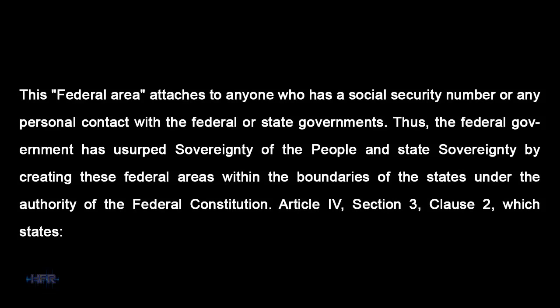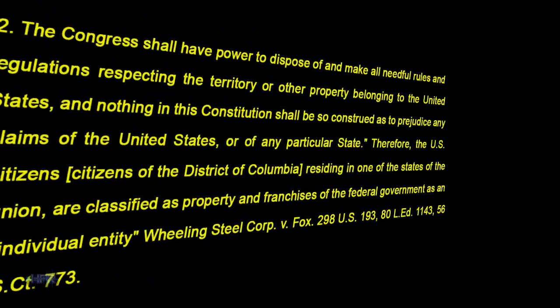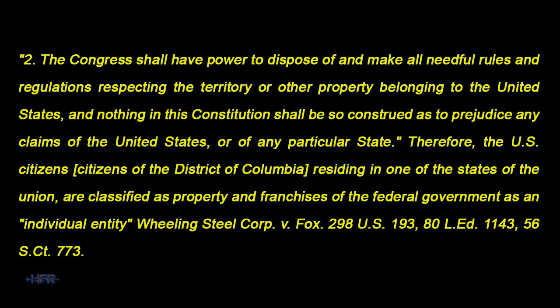Thus, the federal government has usurped sovereignty of the people and state sovereignty by creating these federal areas within the boundaries of the states under the authority of the federal Constitution, Article 4, Section 3, Clause 2, which states, Section 2. The Congress shall have power to dispose of and make all needful rules and regulations respecting the territory or the property belonging to the United States, and nothing in this Constitution shall be so construed as to prejudice any claims of the United States or any particular state.